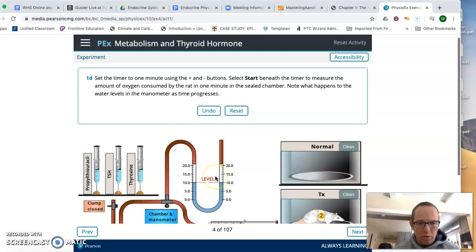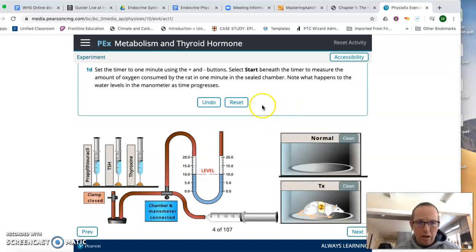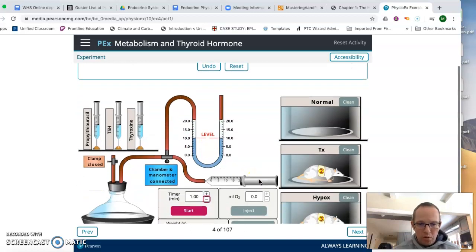Hopefully you can't hear my clicking too much. Then we are going to select start. Now this is where we're actually going to carry out the experiment and test how much oxygen that rat consumes in 1 minute. What I want you to notice here is, as we do this, the levels in this manometer, which is a way to measure the difference in gases from one point to another, are going to change. So just watch in the middle here and watch what happens. Right now they're level, and that's what we want to get in the end.